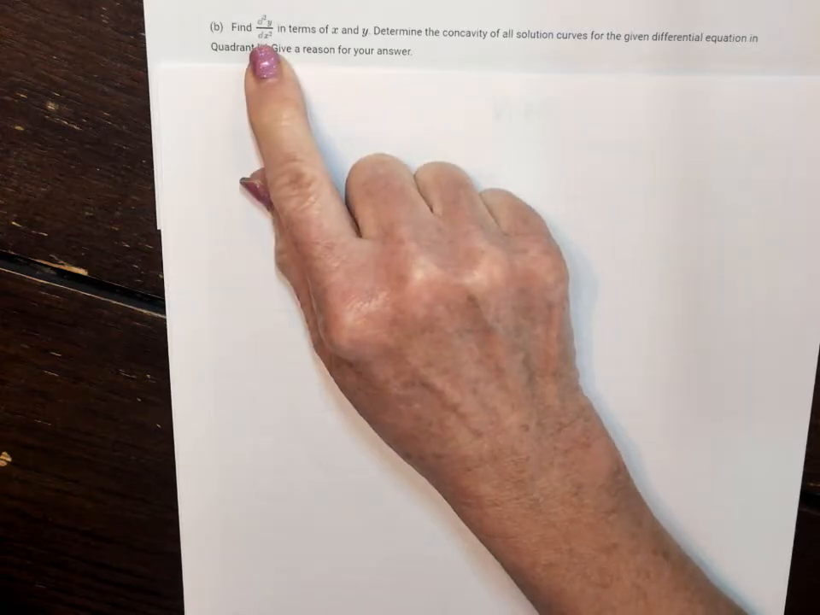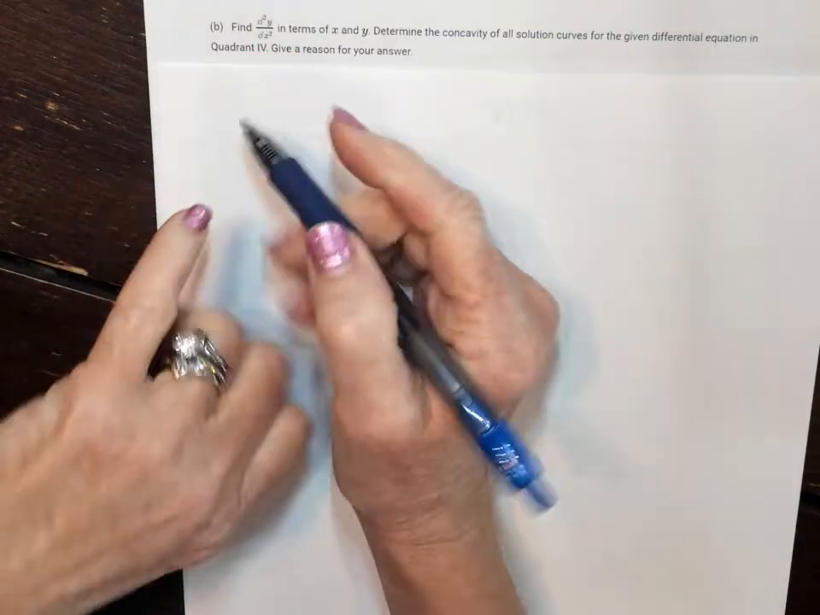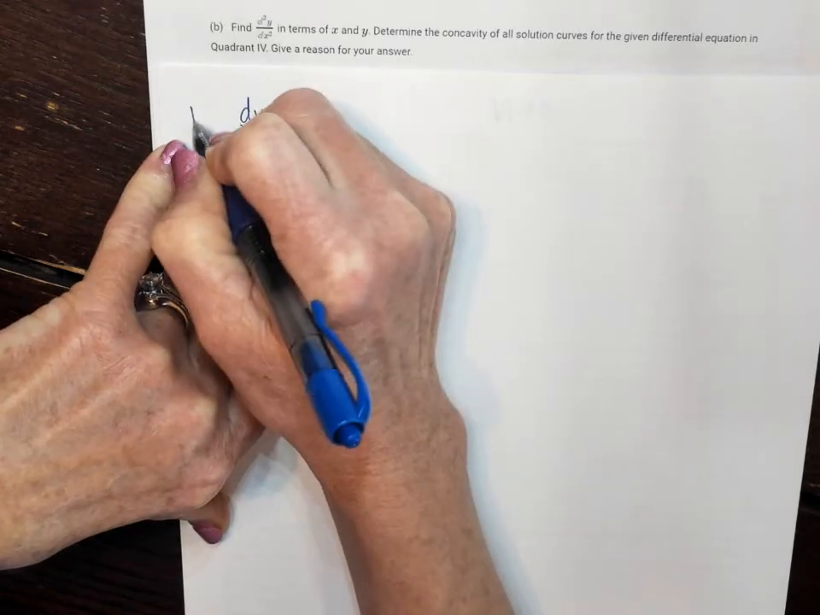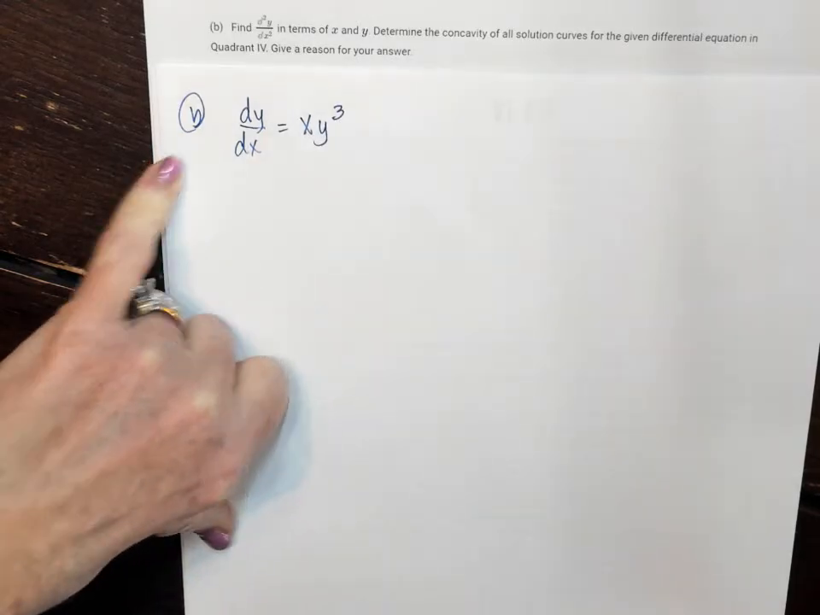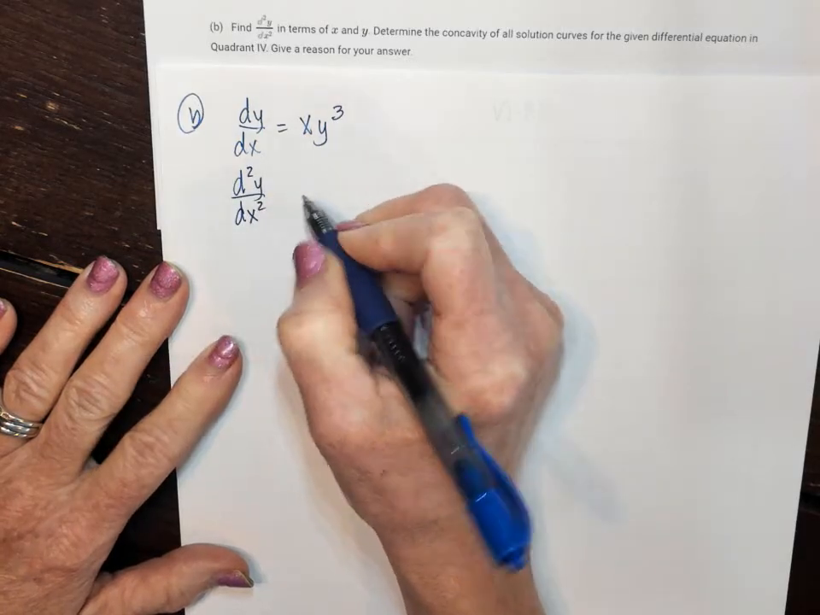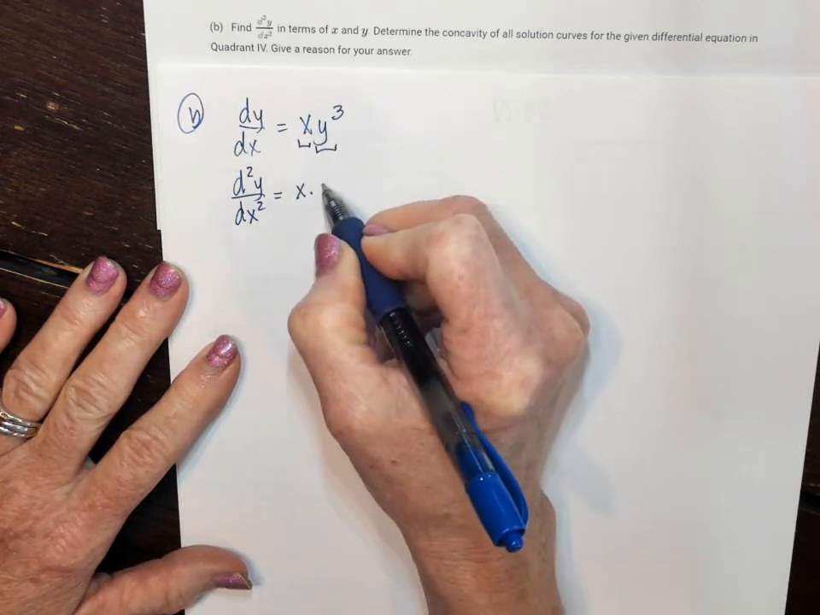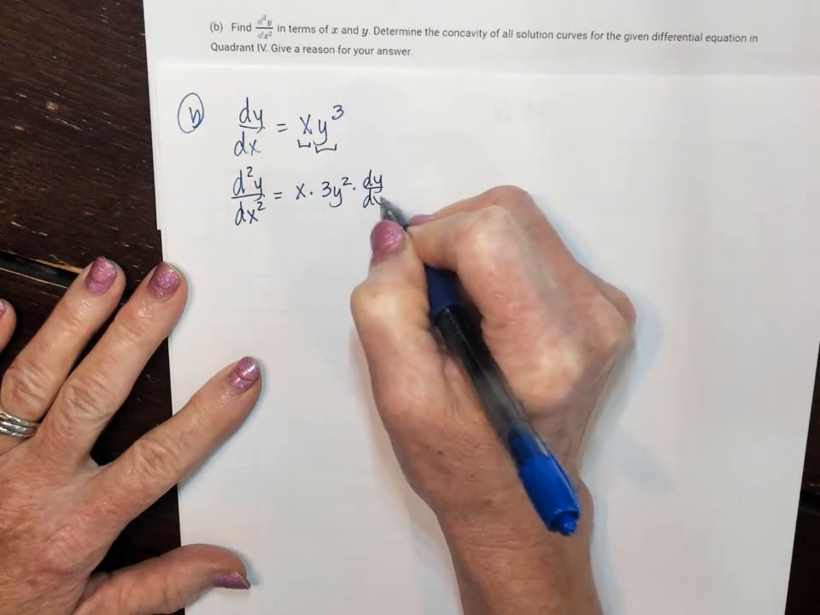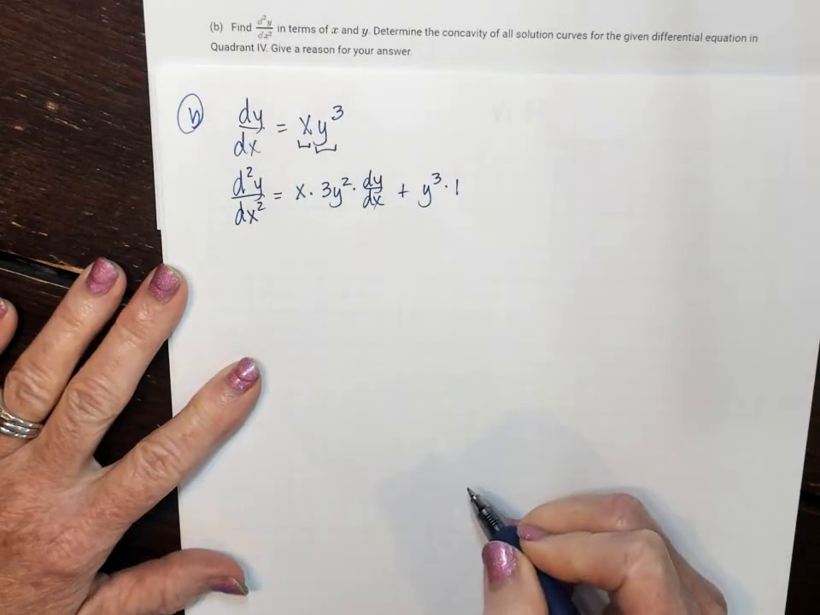So, first part here. Find d squared y over dx squared. So second derivative. I'm just going to write this down up here. So we have dy/dx, this is part B, equals xy cubed. We need to find the second derivative, d squared y over dx squared. We are going to have to do a product rule here. First times the derivative of the second, which would be 3y squared times dy/dx, plus the second, y cubed, times the derivative of the first, which is just a 1.